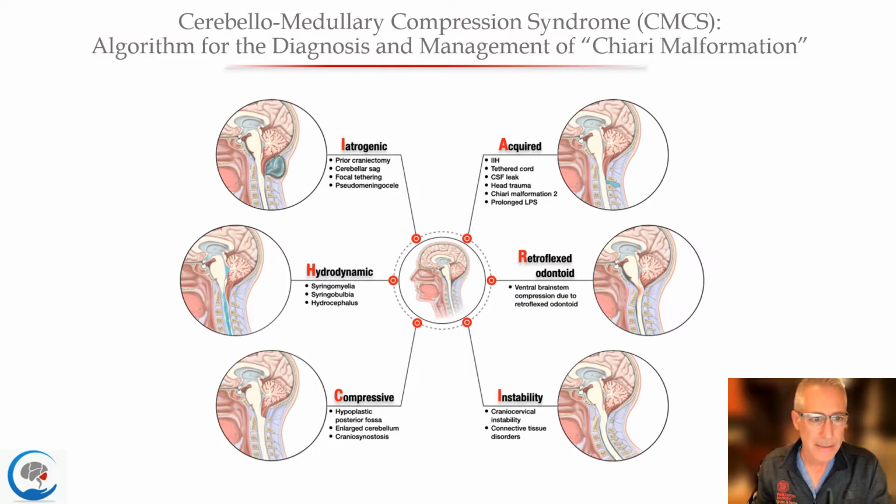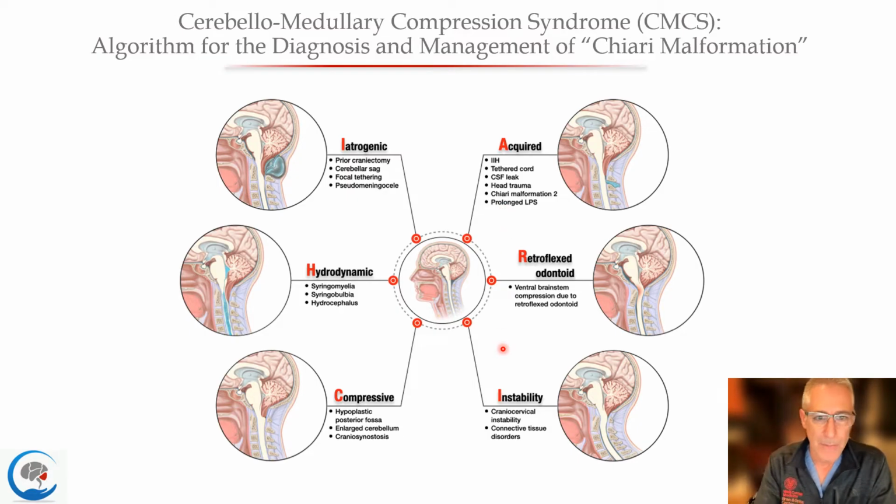And the way I've organized it is outlined here in this very convenient infographic, with the algorithm of 6 different distinct subtypes of cerebellar medullary compression, each one with its own heading and with the very easy to remember moniker CHIARI. And so the 6 categories, starting in the lower left and working around in a clockwise direction, are compressive, hydrodynamic, iatrogenic, acquired, retroflexed odontoid, and instability.